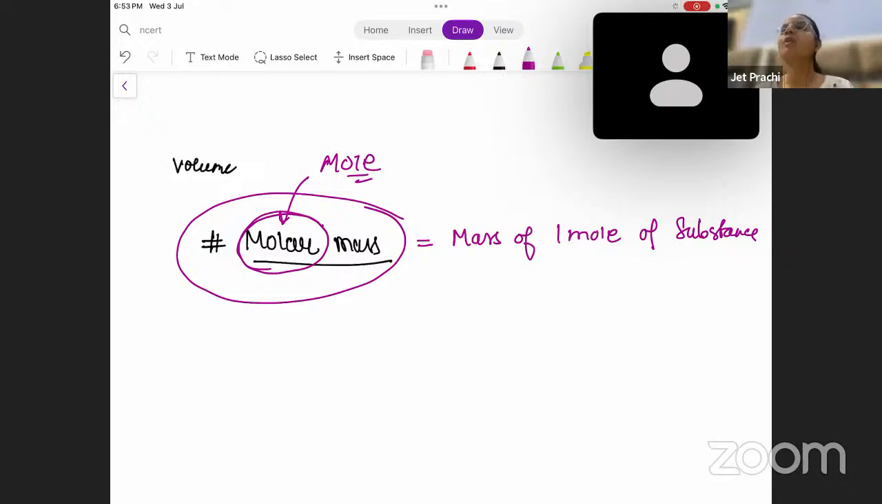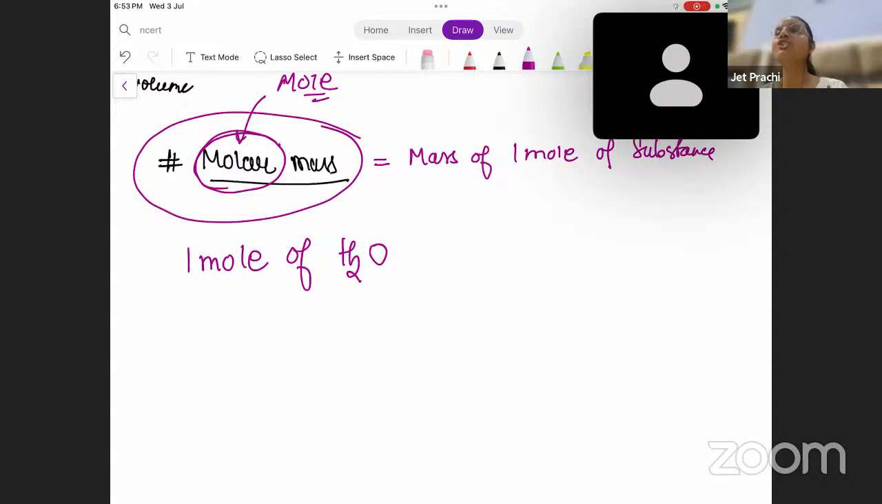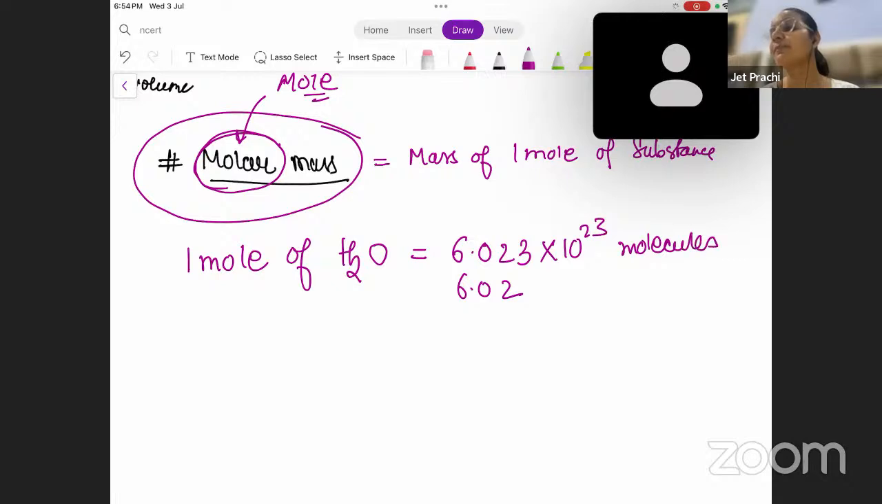Let's suppose they say 1 mole of water. So now when I say 1 mole of water, water is H2O. Now let's suppose I ask you how many molecules of water there are. If somebody is saying 1 mole of H2O, then in that case it means that we have 6.023, or you can write 6.02 also, 10 raised to the power 23 molecules of water.